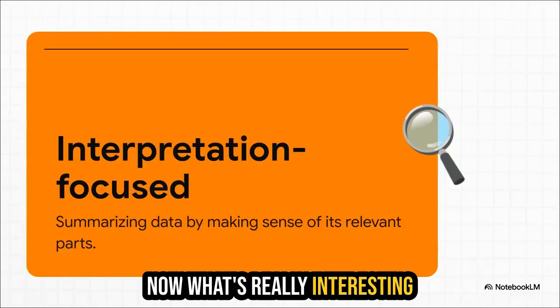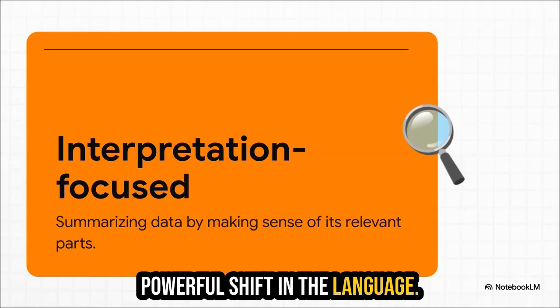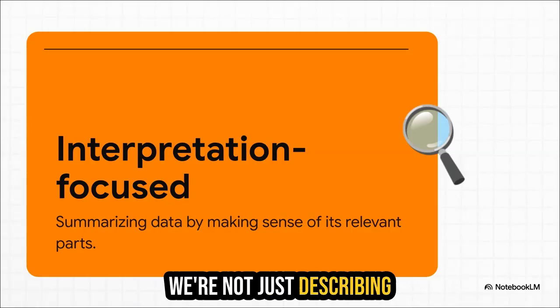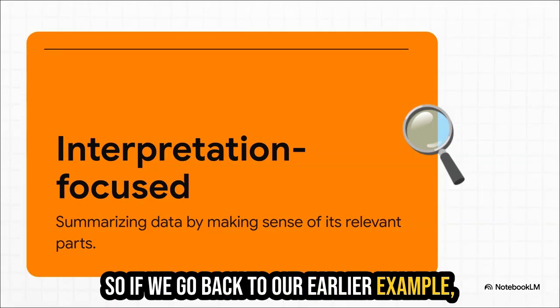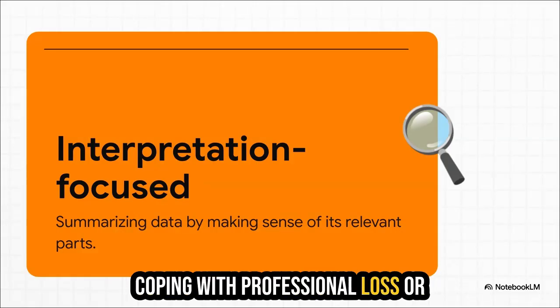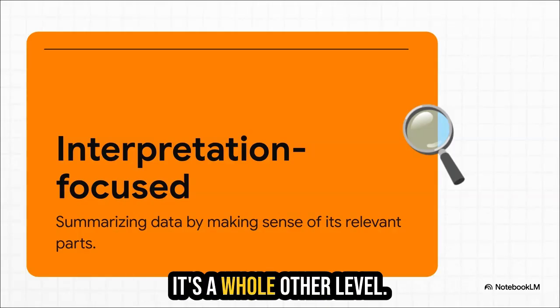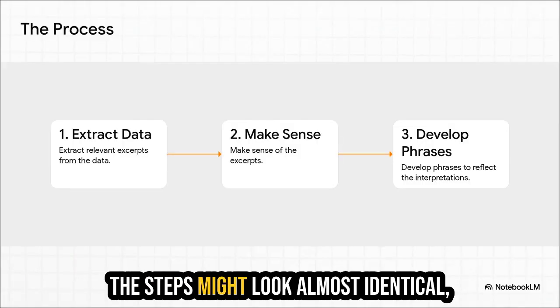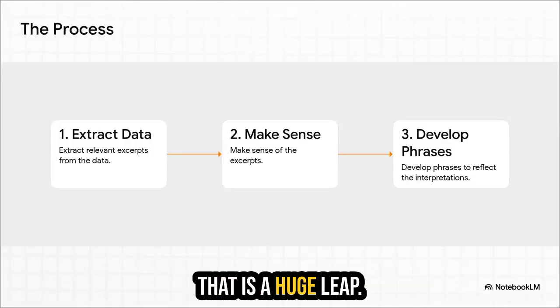Now, what's really interesting here is this subtle but super powerful shift in the language. We're not just describing the relevant parts anymore, we are making sense of them. So if we go back to our earlier example, that participant who expressed sadness might now get a code like coping with professional loss, or maybe emotional impact of failure. You see the difference? It's a whole other level. The steps might look almost identical, but that second one makes sense. That is a huge leap.